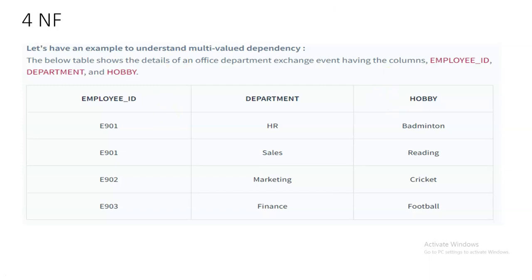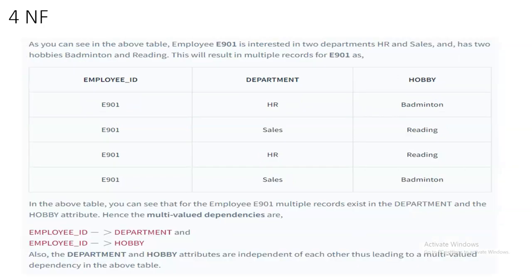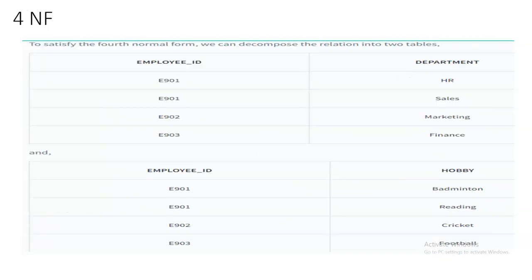To normalize this, we will split the table into two. The first table will be employee and his department, so the employee depends upon this department. The next table is employee ID and what is his hobby. Both are linked together using the employee ID. So this is your fourth normal form and how it has been normalized.